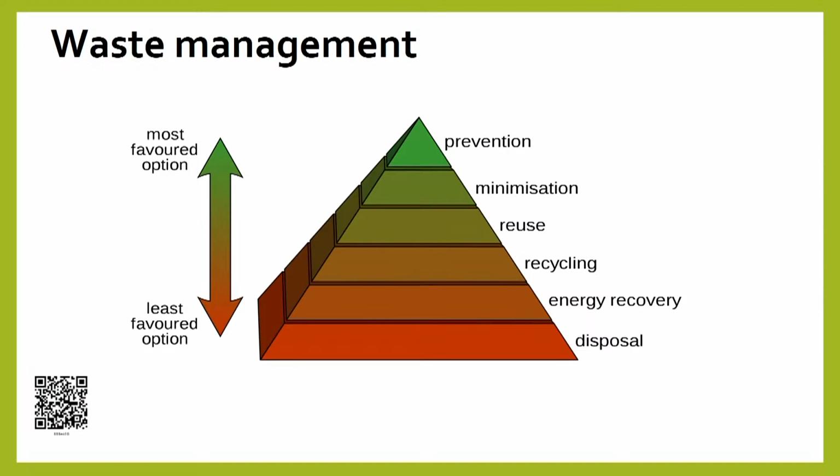So, this slide shows that the most favored waste management is prevention and the least favored is disposal of waste by storing or burying waste. Reuse and recycling of waste material is an effective way of reducing air pollution. So, the aim of waste management is to get the maximum practical benefits from products with the minimum amount of waste generation.